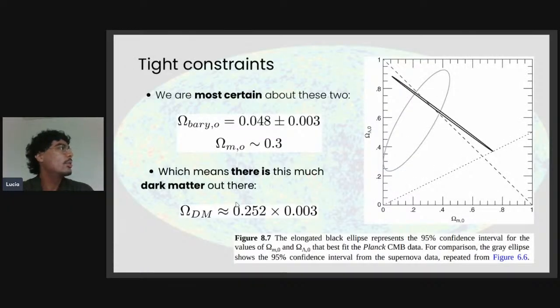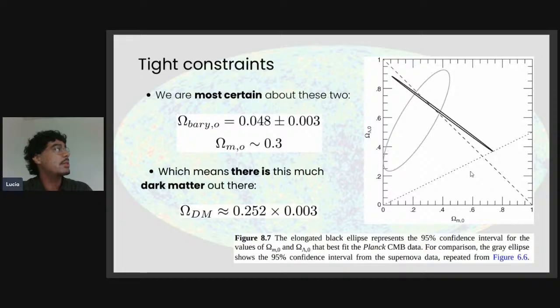So this is actually putting a really tight constraint on what should be the baryonic parameter of the universe and the matter parameter of the universe. So the conclusion here is we are most certain about these two parameters, the baryonic parameter and the matter parameter. This one actually was calculated with, as I said, astronomical methods. That is this gray, faded ellipse here, the bigger one. That is the cosmological data from supernova. And the CMB data that I've just described, that is this thinner, black ellipse.